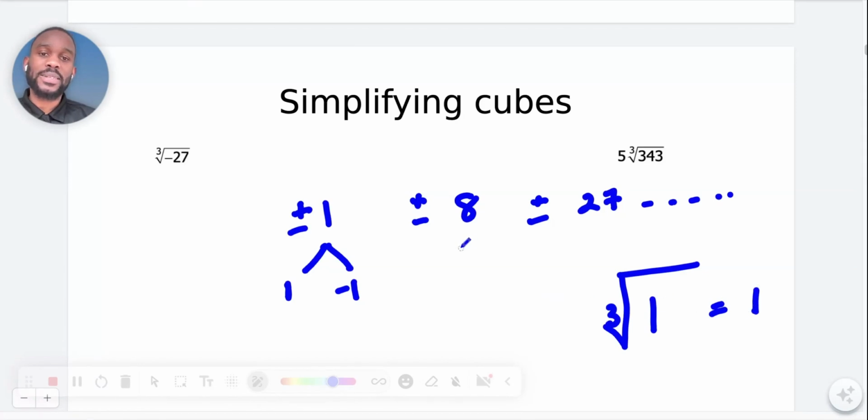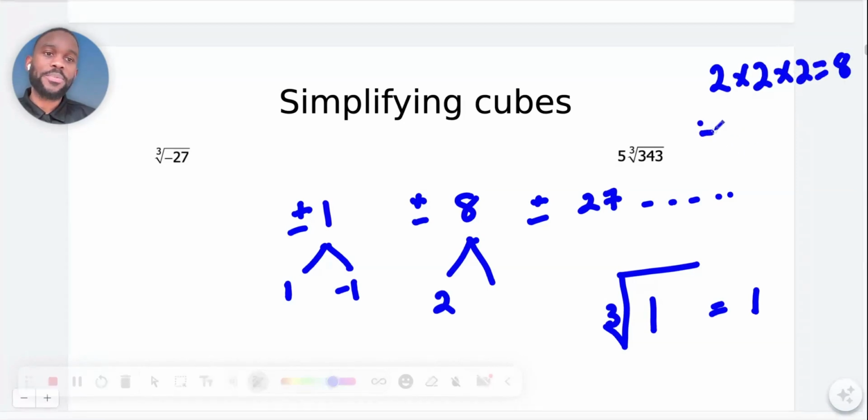Why is plus or minus 8 a perfect cube? Let's start with plus 8. The cube root of 8 is 2. If you multiply 2 times 2 times 2, you'll get positive 8. And the same with negative 2: negative 2 times negative 2 times negative 2, you get negative 8. So 8 is a perfect cube. Why? Because you can get the cube root and it's a whole number. Does that make sense? It's the same concept as square root, but this is cube root.